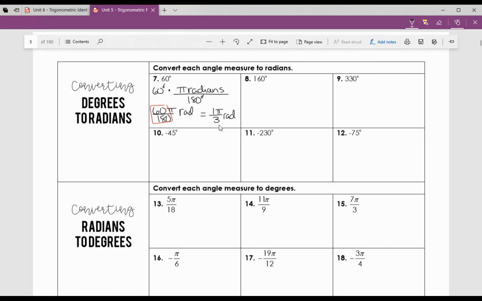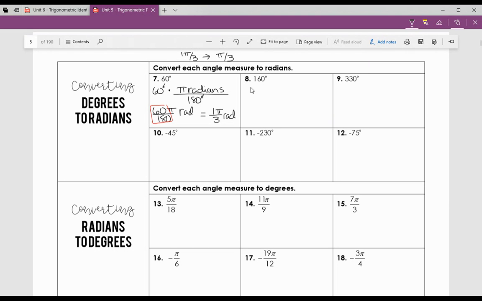Now, you don't always have to put the 1. If you take 1 pi over 3 and you write it as just pi over 3, the 1 is understood to be there just like any other variable. Even though that's pi and we know that's 3.14. You do not always have to write the 1.